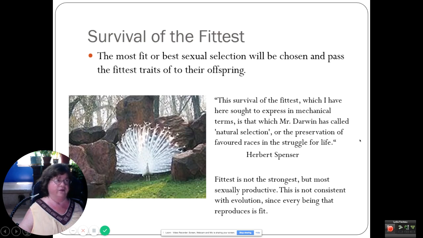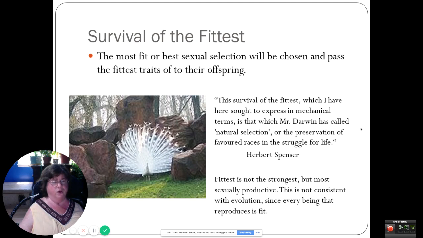So the survival of the fittest is this idea that the most fit or the best sexual selections will be chosen and pass the finest traits to their offspring. And Herbert Spencer wrote in his reaction to Darwin's theory, this survival of the fittest, which I have here sought to express in mechanical terms, is that which Mr. Darwin called natural selection, or the preservation of favored races in the struggle for life.